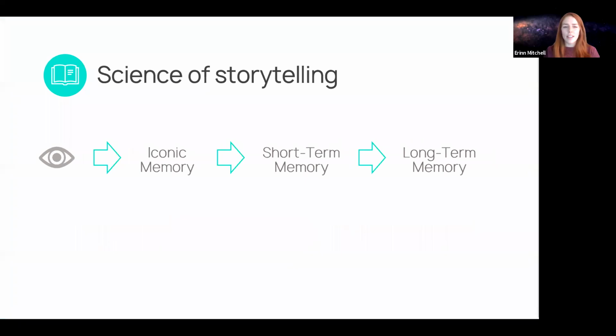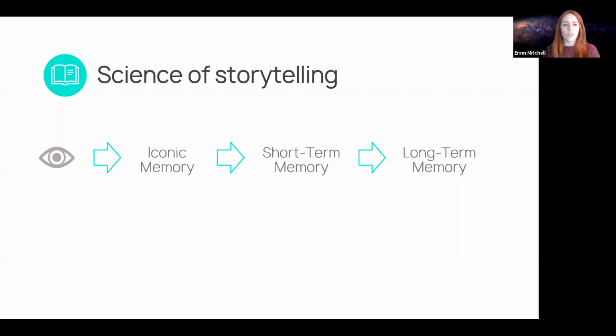So I'm going to talk a little bit about the science of storytelling. We'll dive into these different types of memory and then how to use that to your advantage when creating data visualization to tell a story. So your eye takes in information, it passes some of the information to iconic memory, which then passes some more to short-term memory, and finally a small portion gets passed to long-term memory.